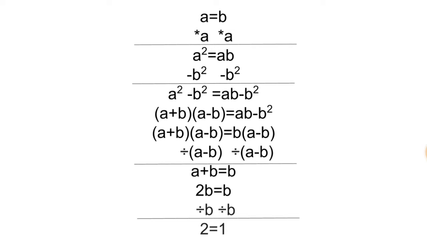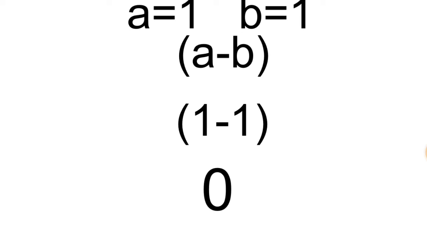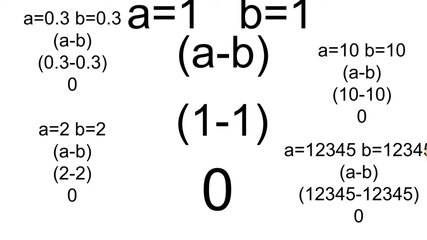Welcome back. The exact step that messed up the whole thing is right here. Here's why. Let's say that a equals 1. B would also equal 1 because a is equal to b. Now let's substitute that in for a minus b from that step. That would be 1 minus 1, which equals 0. No matter what quantity a and b are, a minus b will always be 0 because a equals b. We divided both sides of the equation by a minus b, so we divided by 0.